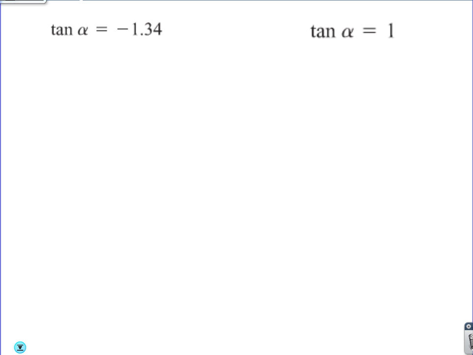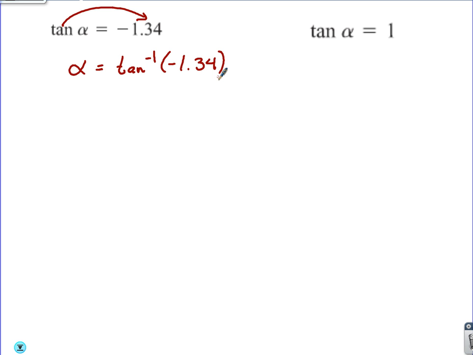Let's do some tangents. Tangent of alpha is equal to negative 1.34. Now we're running into an issue. I don't know what alpha angle would give you a tangent of negative 1.34. So this gets into old stuff now. Since I don't know that, we use our calculator. We move the tangent over by doing inverse tangent. So alpha has to equal the inverse tangent. For somebody that's got a calculator, find that for me. The inverse tangent of negative 1.34. Round it to the nearest tenth for me.